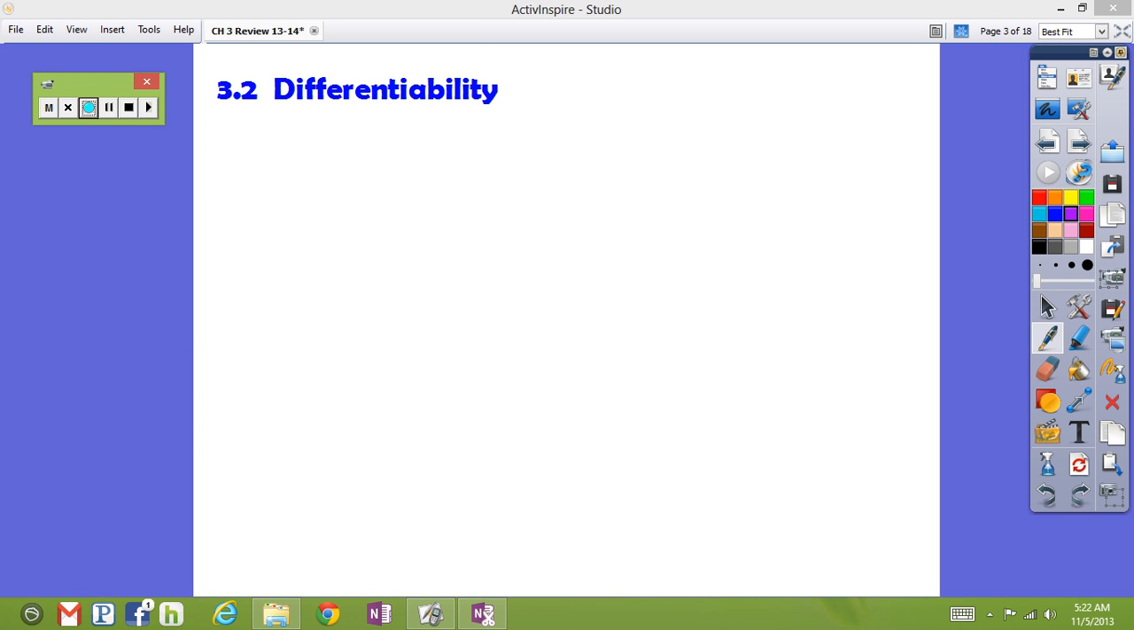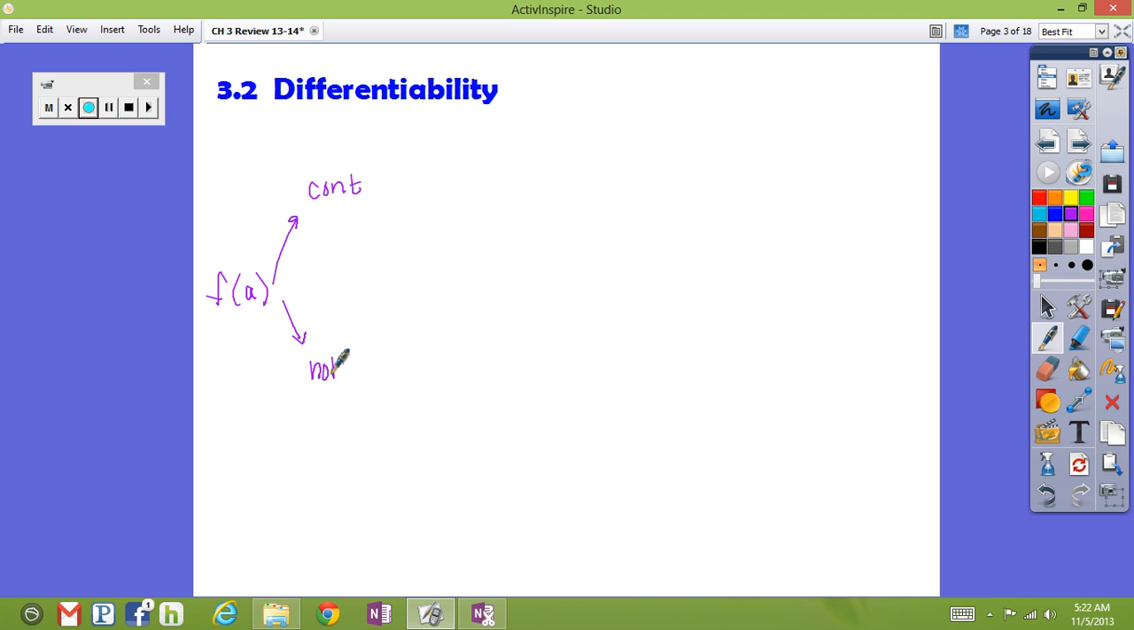Differentiability. So I'm going to start off with the function tree that I've given you. If you have a function and you're looking at the function at a specific point, so I'll even put A right here, a function can either be continuous or the function can be not continuous at that point.